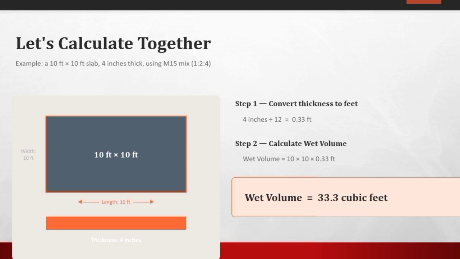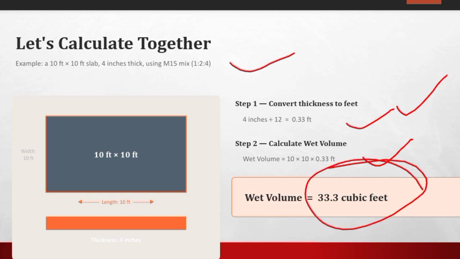We have an example, let us calculate together. We have a room size or a slab of 10 by 10 by 4 inches. So step 1 is convert thickness to feet. We have the thickness in 4 inches and the length and breadth in feet. So first we calculate 4 inches into feet. 4 divided by 12 is equal to 0.33 feet. The second step, calculate the wet volume. Wet volume is equal to 10 x 10 x 0.33. So the wet volume is 33.3 cubic feet.